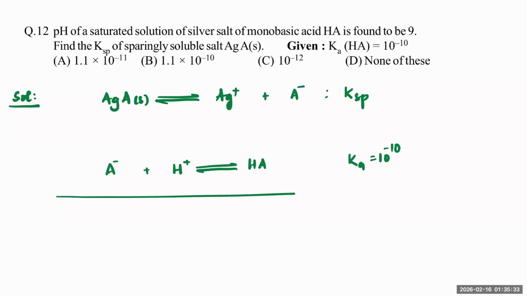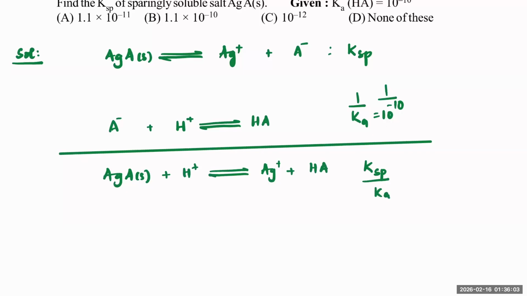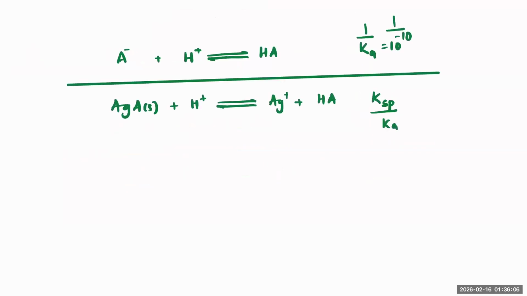Now, adding these two, we will get the overall reaction, which is AgA plus H plus is going to give us Ag plus and HA. And the equilibrium constant will be equal to Ksp divided by Ka, because for this equilibrium, it is actually 1 by Ka, what we need to know. So it is 1 by 10 raised to the power of minus 10. So from here, I can say that Ag plus concentration.